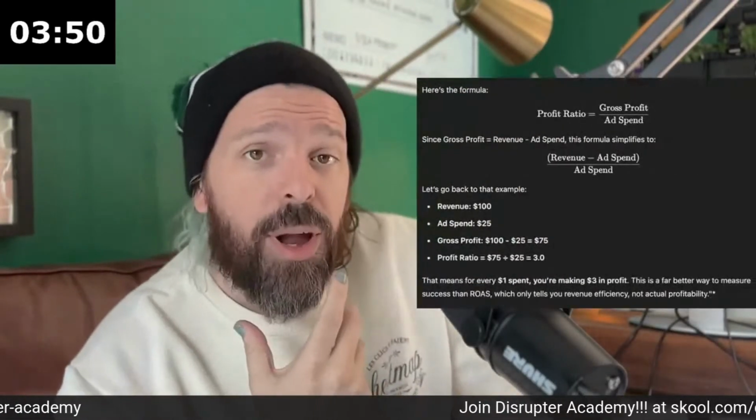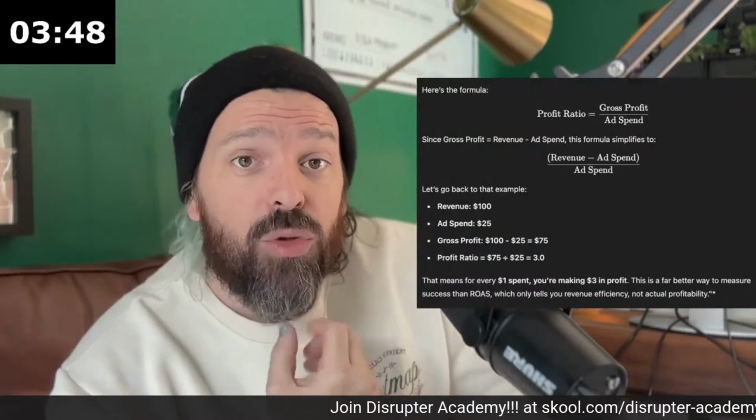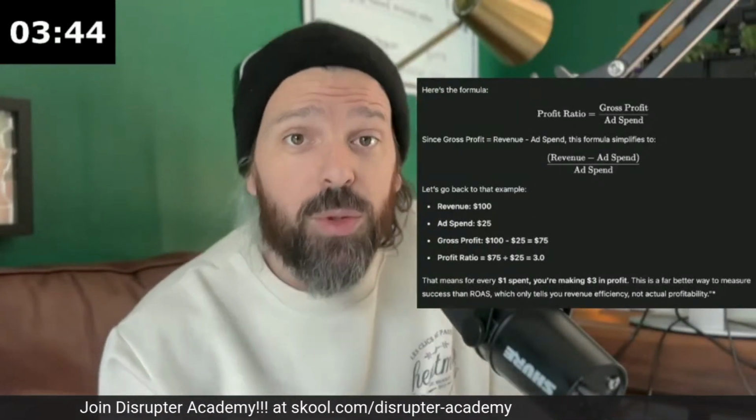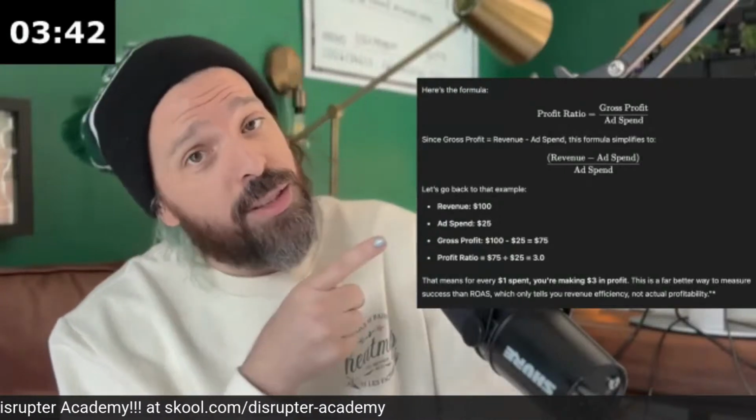Now, before we dive into the ad account to show you how to do this, I'm going to throw up the formula on the screen over here, all right? Profit ratio equals gross profit divided by ad spend. Since gross profit equals revenue minus ad spend, the formula looks like this.